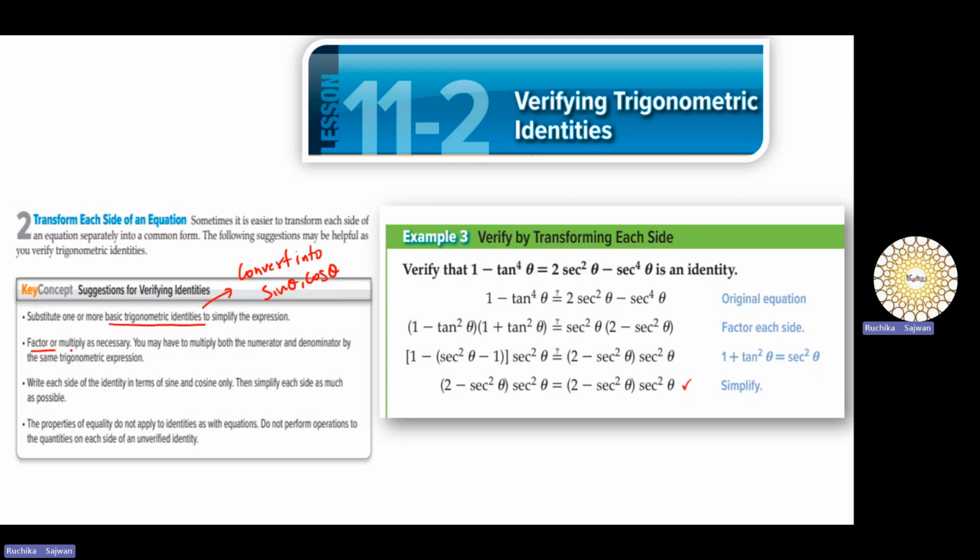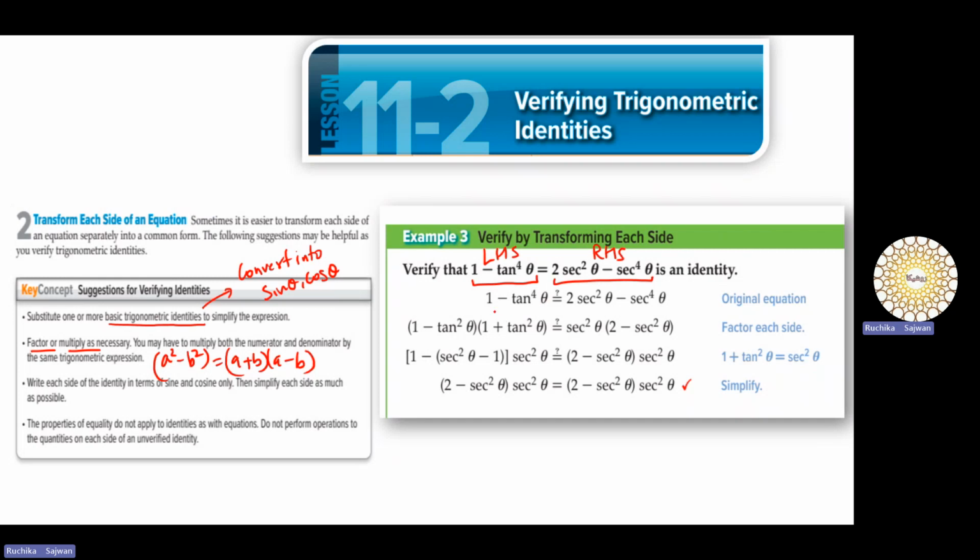Also, you can factor or multiply. Sometimes you need to use algebra, like the difference of squares identity, a plus b multiplied with a minus b. And one good suggestion that I will give you, especially for the free response question, is that you solve the left-hand side and the right-hand side separately, and then show that both are equal. Just as an example, you see here, the left side is on the left of the equal to sign. This is the right side. So you begin with any one side and try to show that both are coming out to be equal.